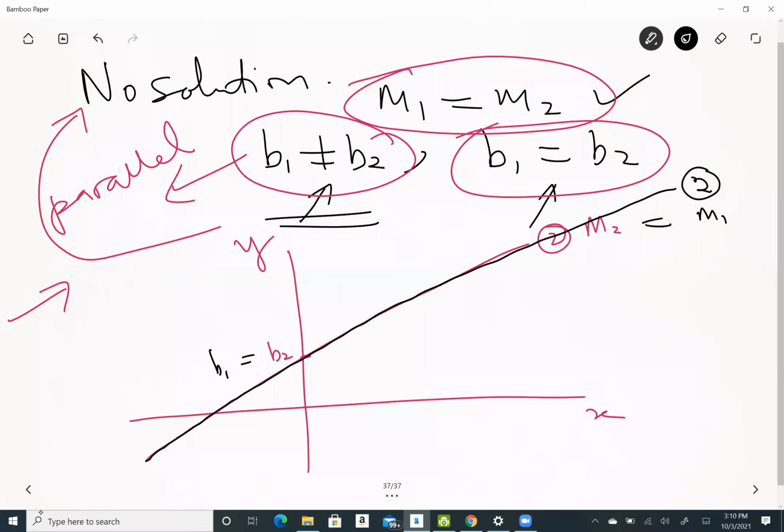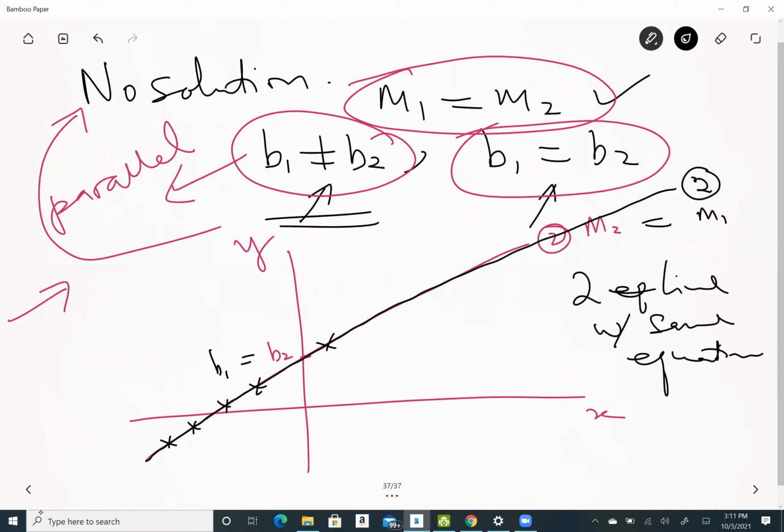You don't say one line. We say you have two equations or two lines with the same equation. So when the intercepts are equal and the slopes are equal, every point is a solution. So you have infinitely many solutions. If you go around the earth, the solution will be all the points on the earth. If you extend to the moon, we also have infinitely many solutions.